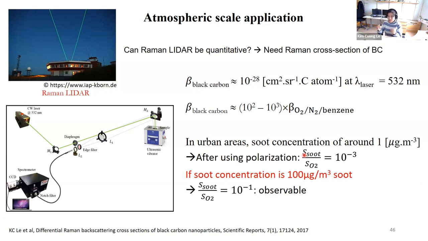However, when the concentration of soot is 100 times higher, it may occur in some accident, for example, fire, forest fire, or some fire. Then we see that the Raman signal of soot compared to the Raman signal of oxygen in the air is just 10 times lower. So it's clearly observable. So this technique can be applied in the atmosphere.